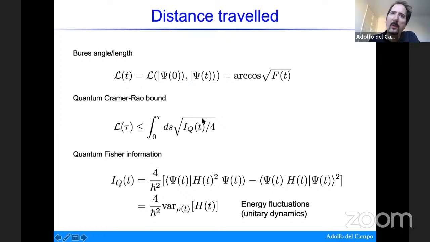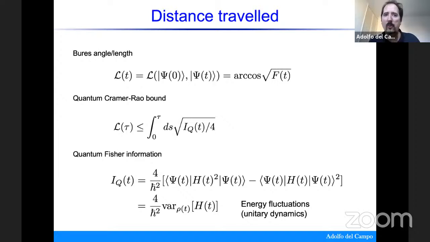And let me just say that for pure states, for unitary dynamics, the quantum Fisher information is just proportional to the energy fluctuations. So what we are saying is, we have an evolution, and the state will evolve in Hilbert space, and there will be a distance swept. But this distance cannot be larger than the integral of the energy dispersion. Yeah? So this is a restatement of the Mandelstam-Tamm time-energy uncertainty relation as a quantum speed limit.